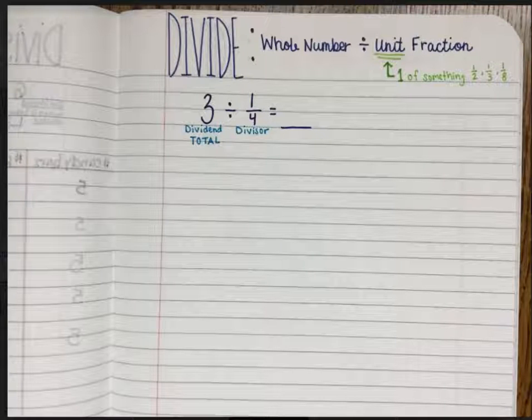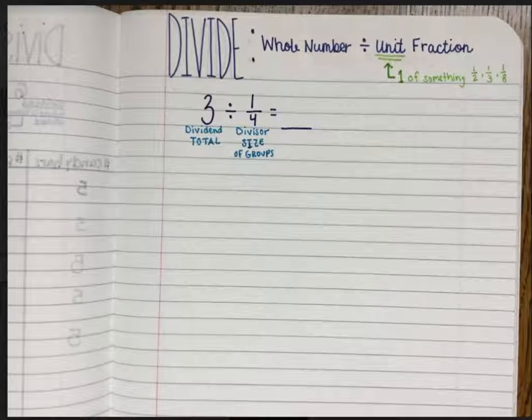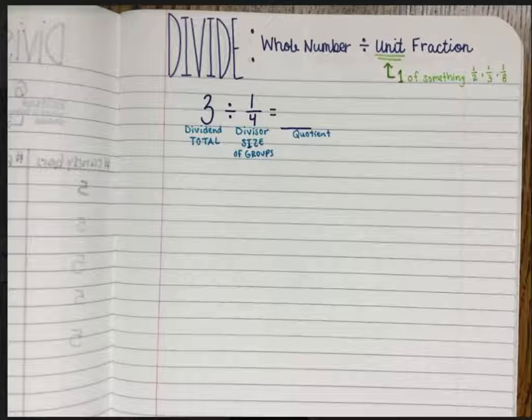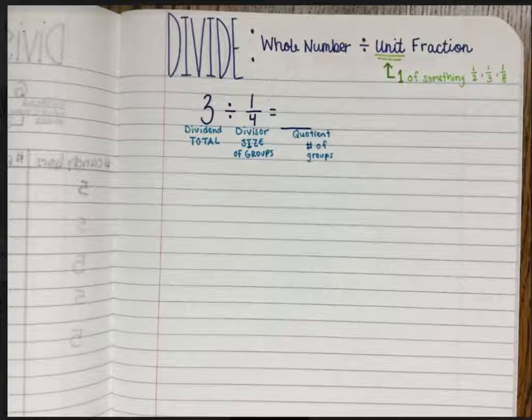And if we remember back, when we're talking about divisors, they can represent either the number of groups or the size of groups. And if we're dividing by 1/4, or really any fraction, that is always talking about the size of the groups. 1/4 of a foot, 1/4 of a serving, 1/4 of a cup. That's the size of the group. And so our quotient is going to be the number of groups you can make.